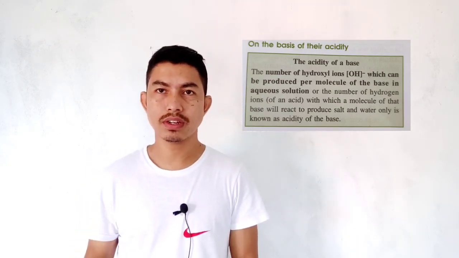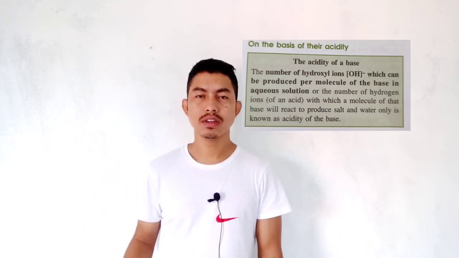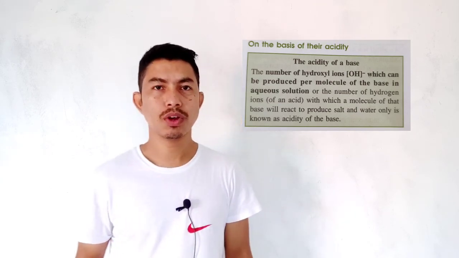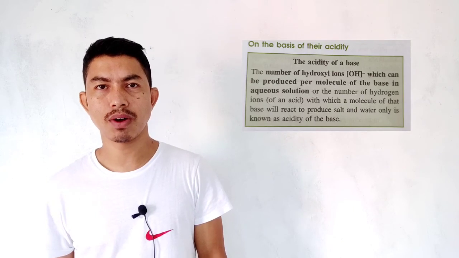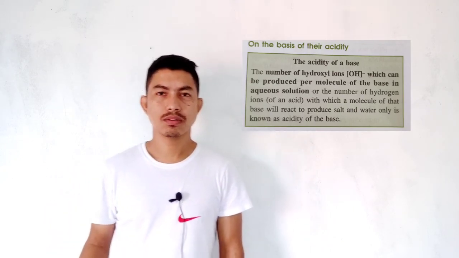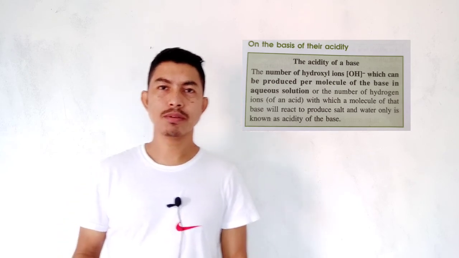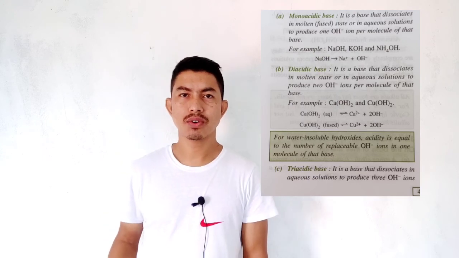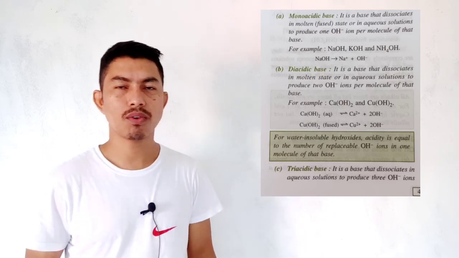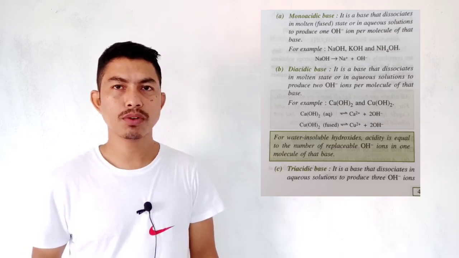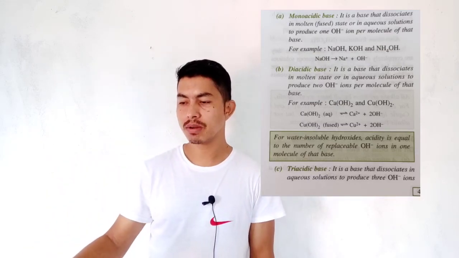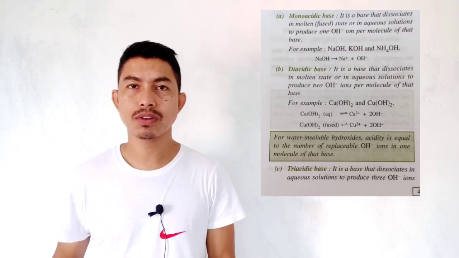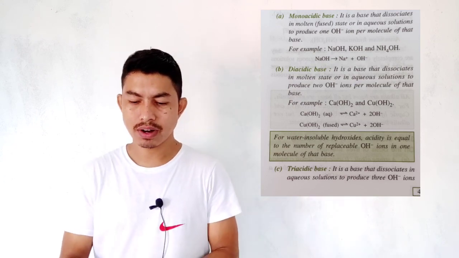Now coming to acidity, what is acidity? The acidity is the number of independent hydroxyl ions produced when one molecule of a given base is dissolved in water. If it produces one hydroxyl ion, it is termed a monoacidic base. If it produces two, it is known as a diacidic base, and if it produces three hydroxyl ions, it is known as a triacidic base.